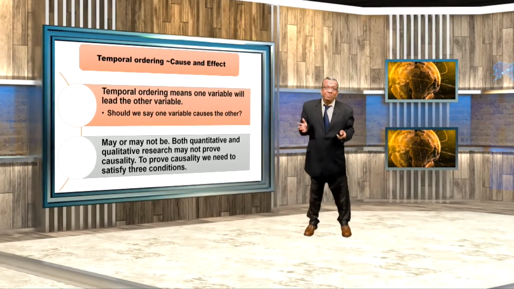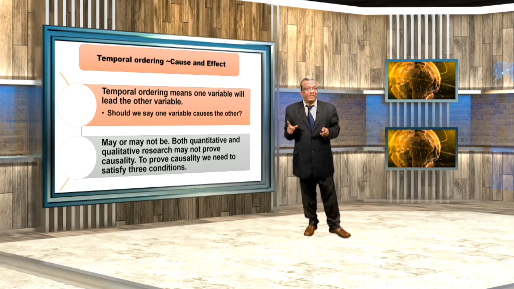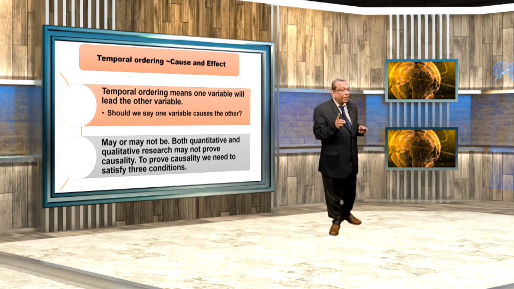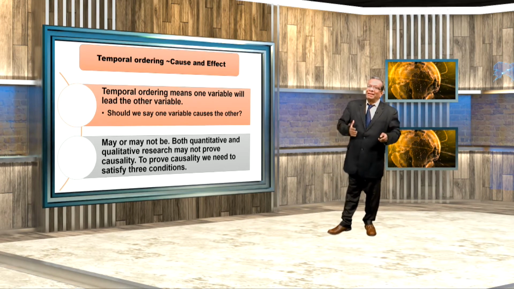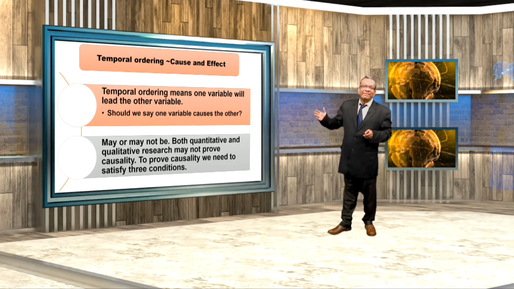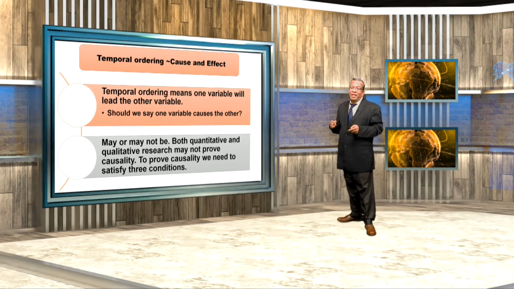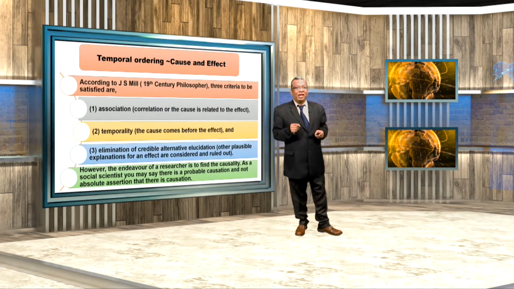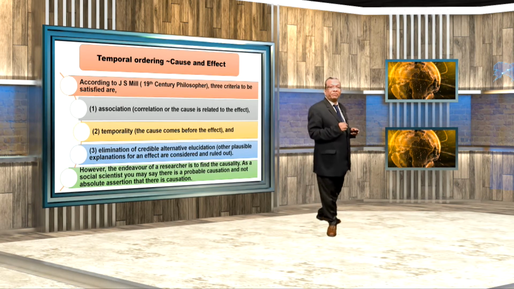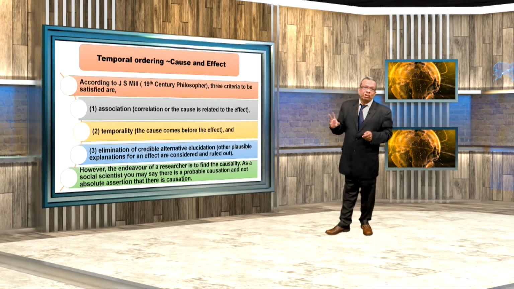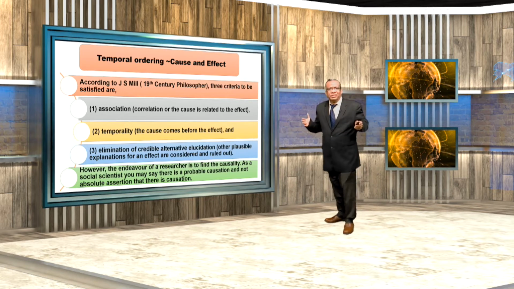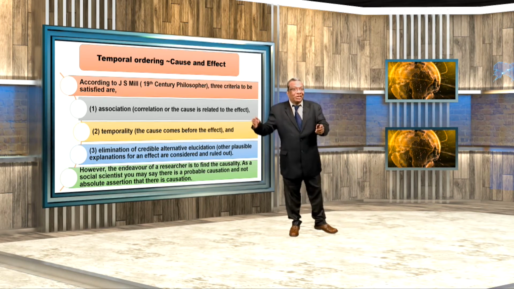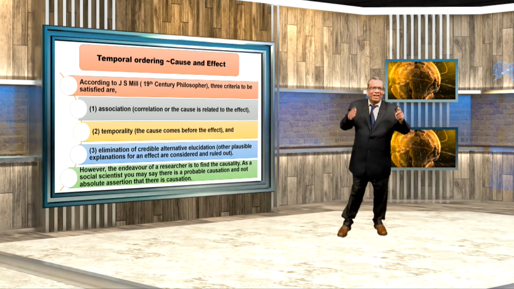May or may not be. Both quantitative and qualitative research may not prove causality. Please remember, there is a separate statistics known as causality research. But to prove causality, we need to satisfy three conditions. According to J.S. Mill, a 19th century philosopher, three criteria to be satisfied are: number one, association, correlation, or cause is related to the effect. Remember, here cause is related to the effect.